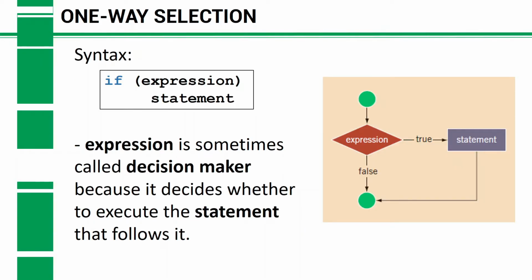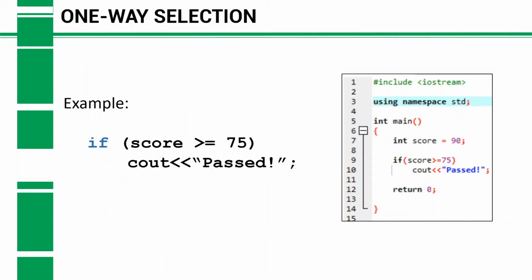In one-way selection, this is the syntax. You must use if, then followed by the expression, then the statement. In control structures, expressions or logical expression is sometimes called decision maker because it decides whether to execute the statement that follows it. So for the example of one-way selection, we have if the score is greater than or equal to 75, the system will output passed. So in this program, if the score is below 75, it will just end the program. It is basically because we only have one condition or the program is just using one-way selection.